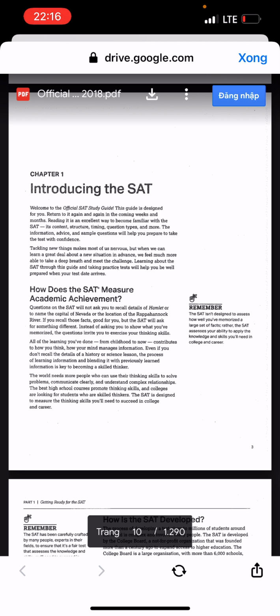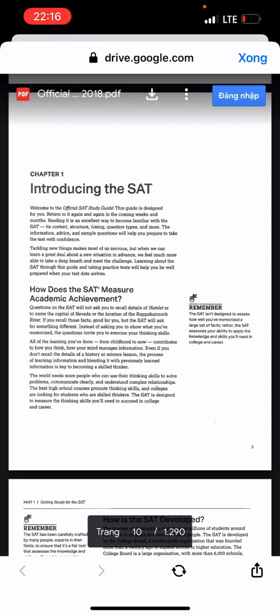Tackling new things makes most of us nervous, but when we can learn a great deal about a new situation in advance, we feel much more able to take a deep breath and meet the challenge. Learning about the SAT through this guide and taking practice tests will help you be well prepared when your test date arrives. How does the SAT measure academic achievement?